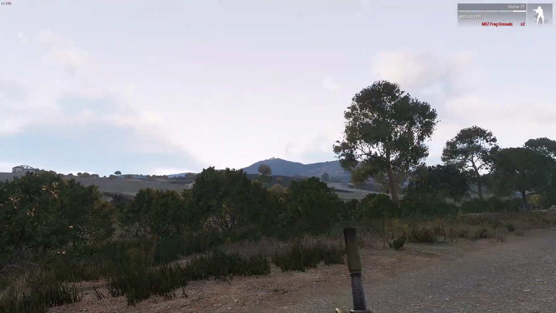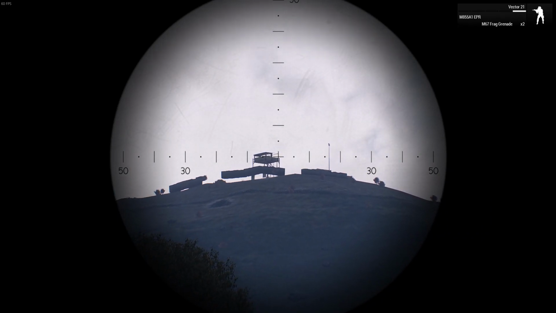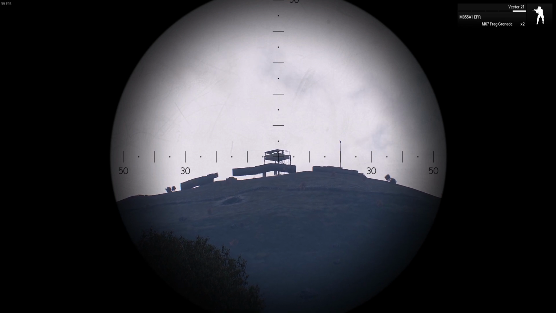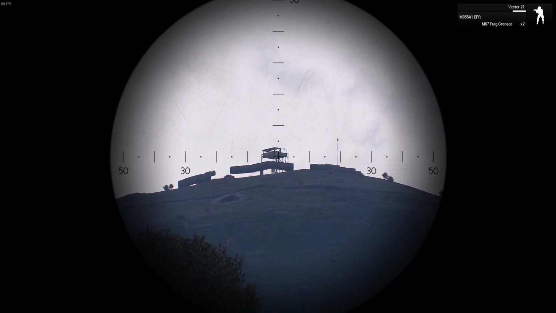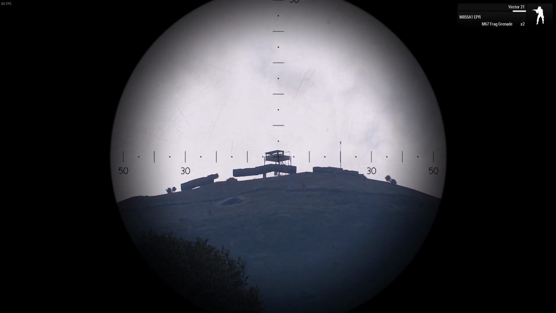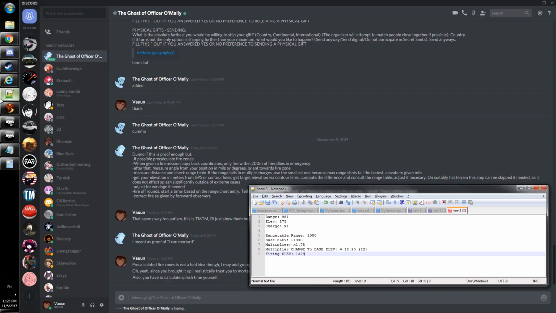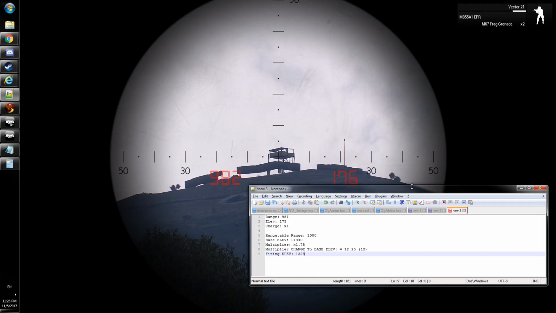So there are some instances where you may find it useful to use a multiplier, and these instances occur when there is a great height difference between you and your target. I would like to hit that post up there. As you can see, I got pretty close with my last run. So I'm going to go ahead and do my double tap and hold R, get my information, and I've already put it in Notepad++. So range 981, elevation 175, and my charge is ×1.